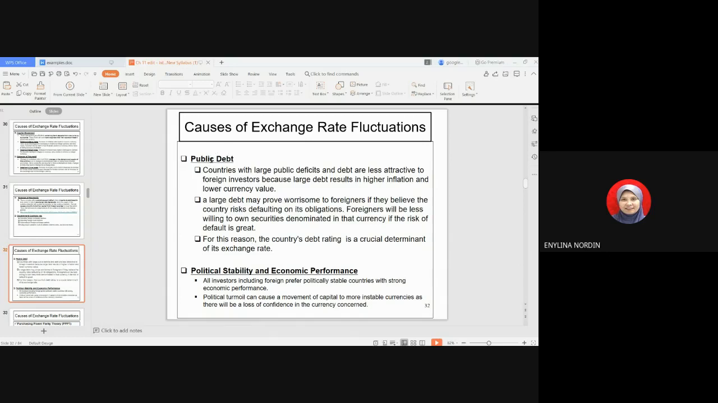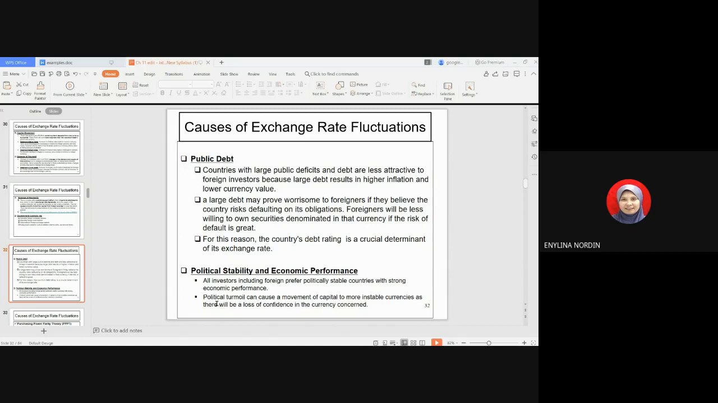So that is about public debt and how it may influence the exchange rate. Another factor is political stability and economic performance. In this case, foreign investors prefer politically stable countries with a strong economic performance.